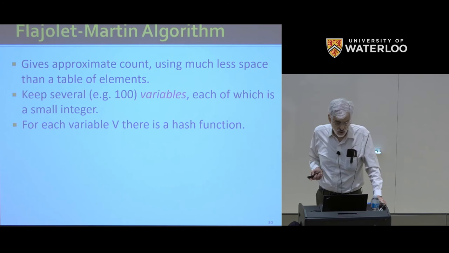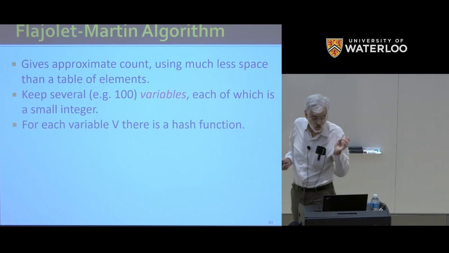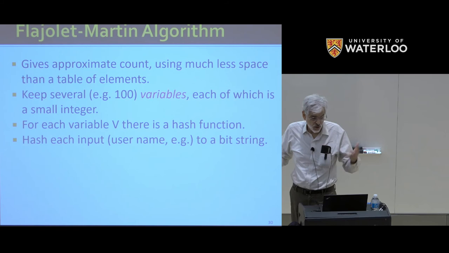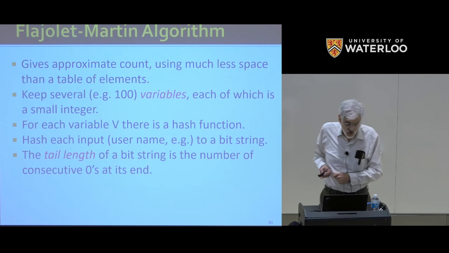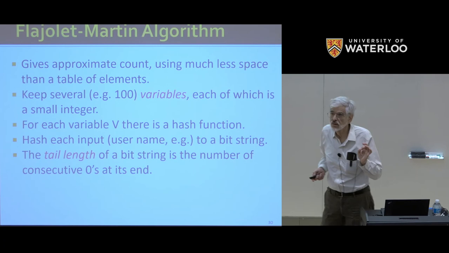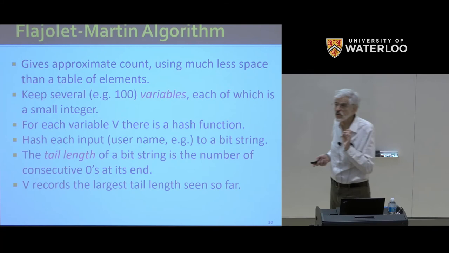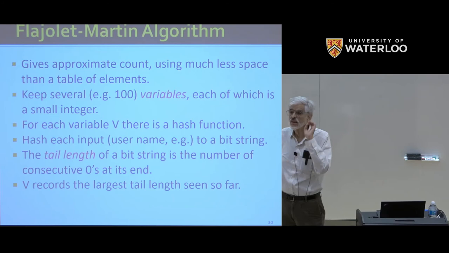So for each variable v, I'm just going to talk about one variable. You do this again for maybe 100 different variables. You design a hash function. It's got to be a different hash function for each variable. The hash function takes inputs, say user logins or something, and hashes to a bit string. The tail length of a bit string is the number of zeros at the end. So half the bit strings have a tail length of 0, a quarter of them have a tail length of 1, and so on. Now, my variable is simply going to record, for its hash function, the longest tail that it's seen for any input.